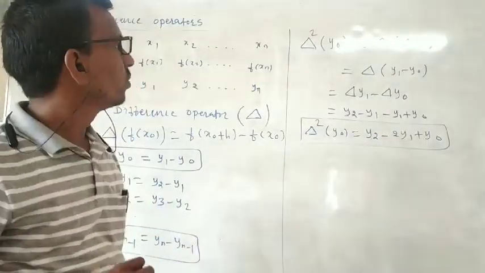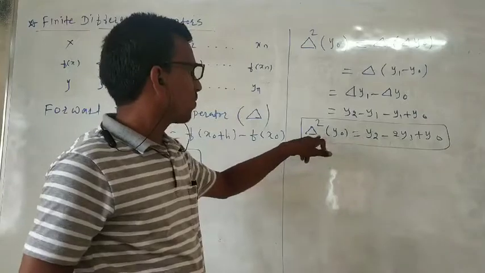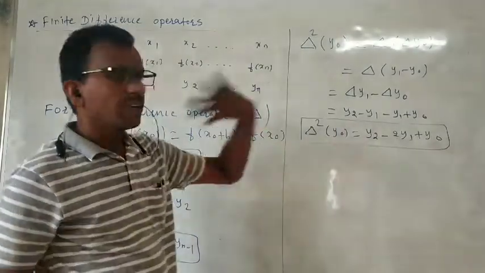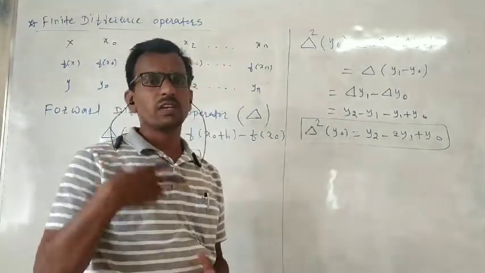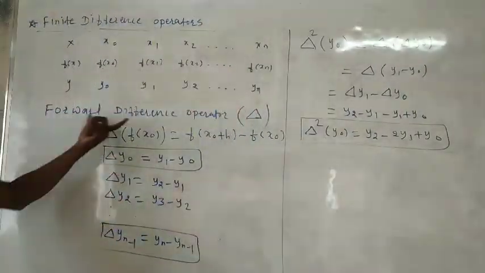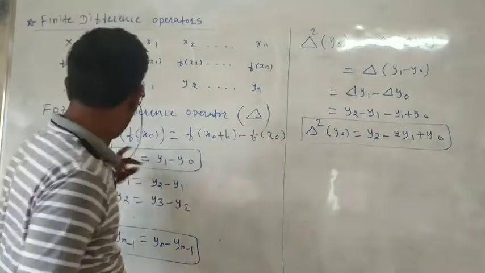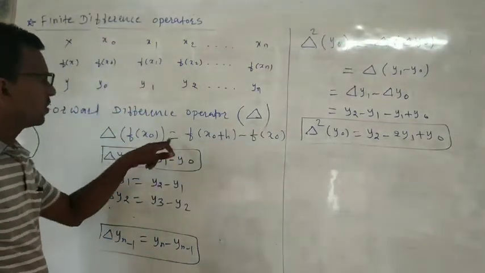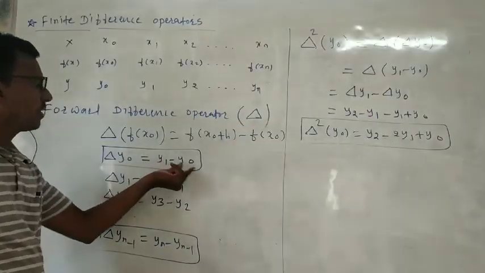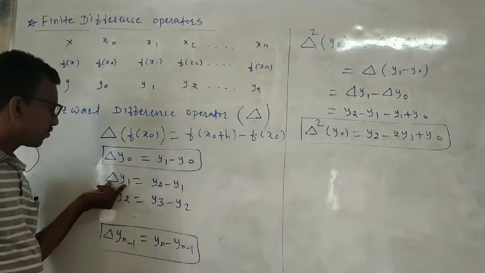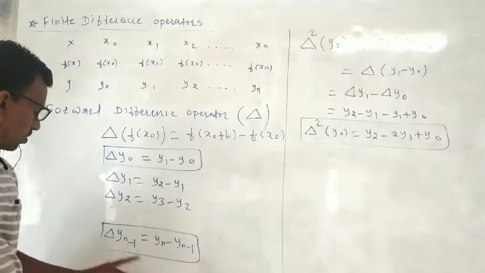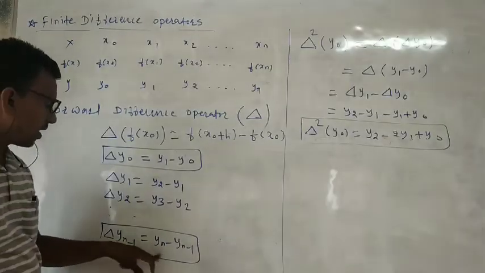Delta square y0, or second order forward difference operator of y0, is equal to y2 minus 2y1 plus y0. Similarly, we can define third order, fourth order, and nth order forward difference operators. So this is the forward difference operator, defined as forward difference operator of f of x0 is equal to f of x0 plus h minus f of x0, or forward difference operator of y0 is equal to y1 minus y0. Similarly, for y1 it is y2 minus y1, and for y2 it is y3 minus y2, and so on.